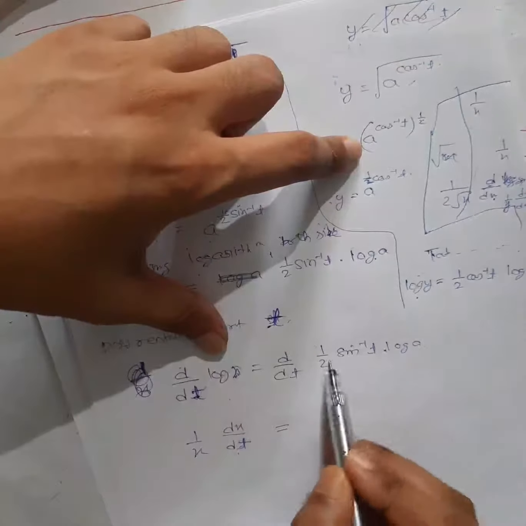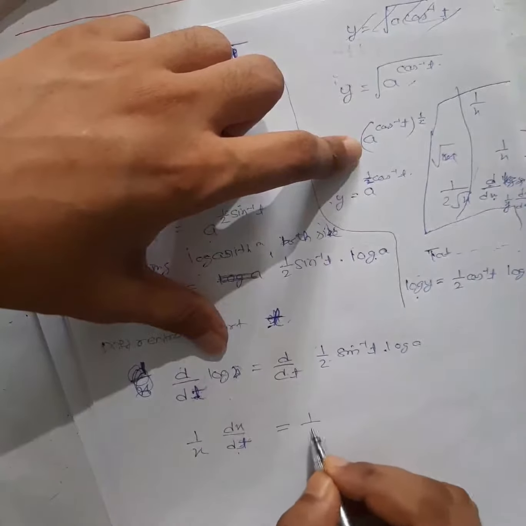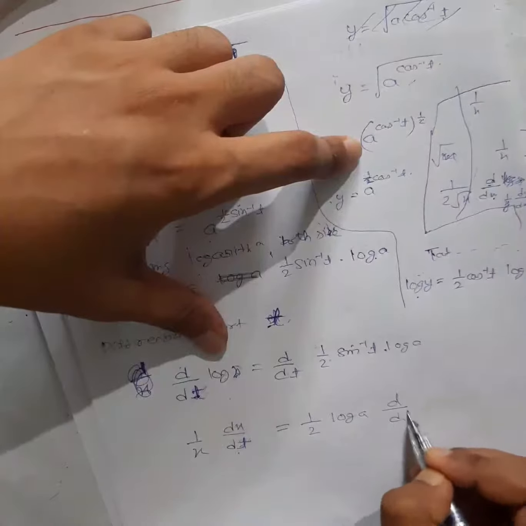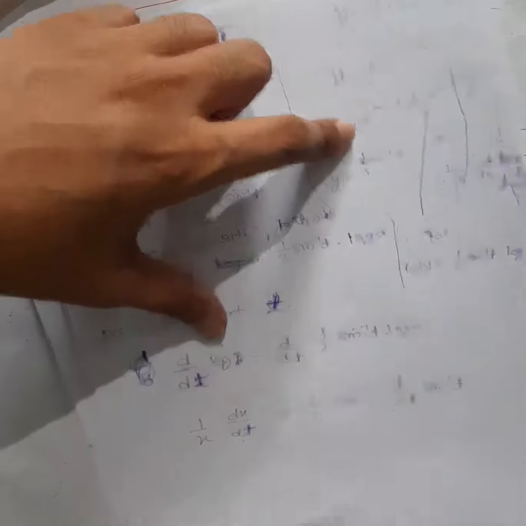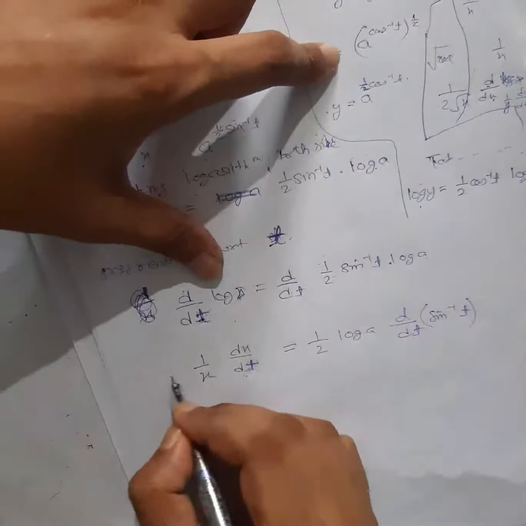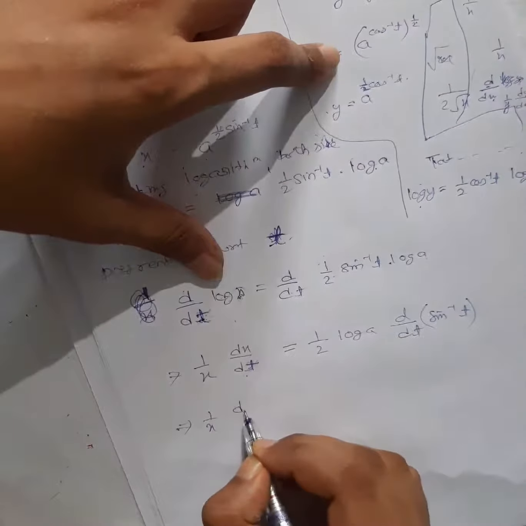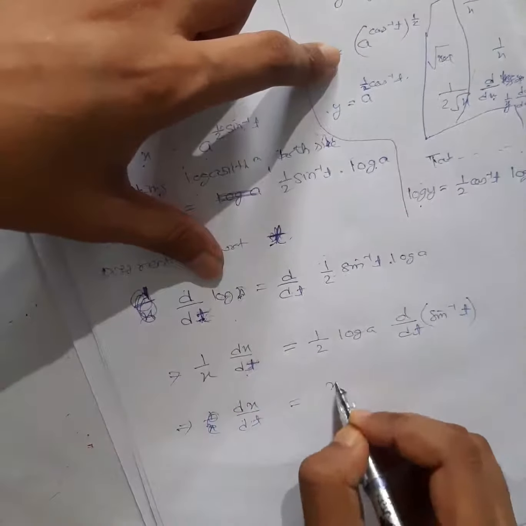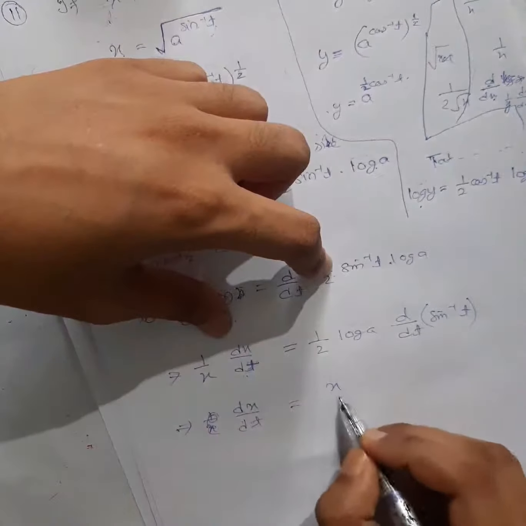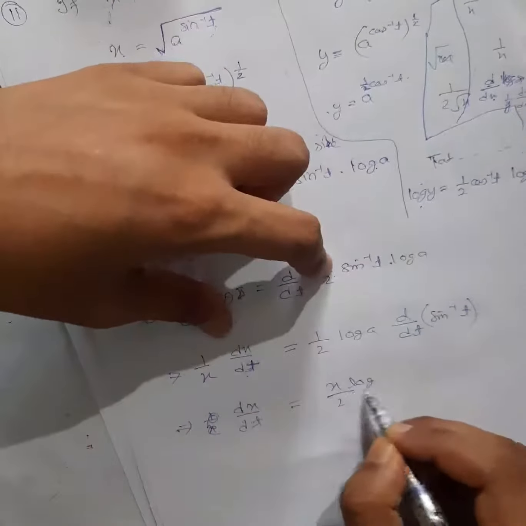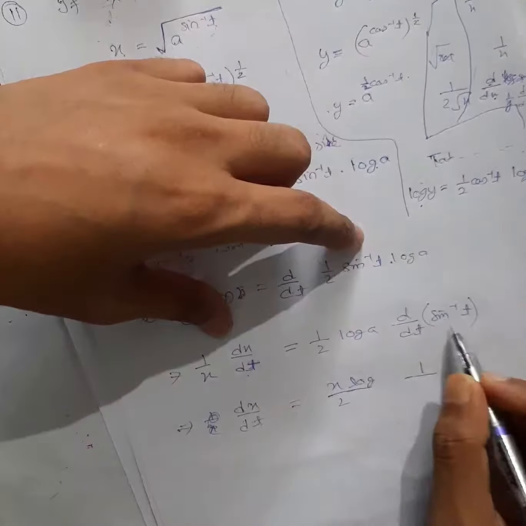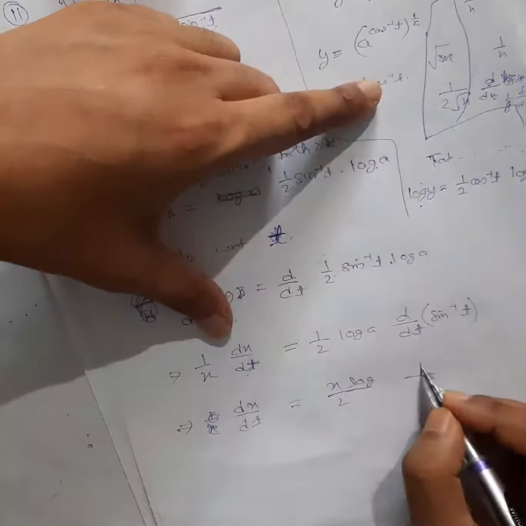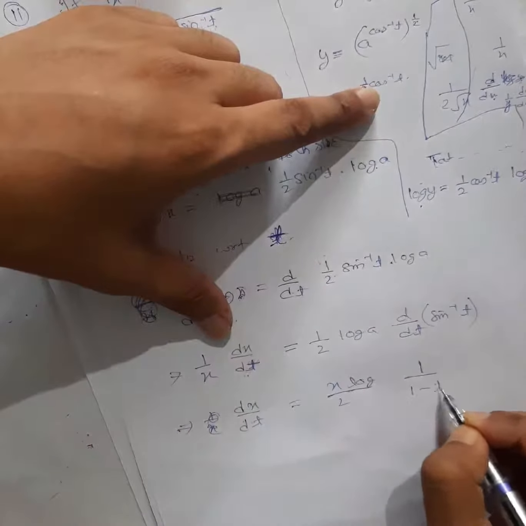So here the constant we will take outside, 1 by 2 log a, then d dt of sine inverse t, this we will differentiate, which you will get 1 by x dx by dt. Let me bring x this side, x by 2 log a. Okay, d dt of this one. Now sine inverse t, this one is the same now, so we will differentiate this only once, so this will be 1 by root of 1 minus t square.